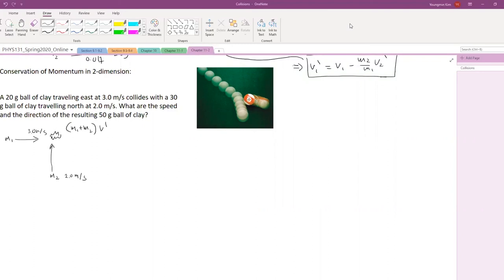Now a two-dimensional case is nothing different from a one-dimensional case. The situation here is that you have clay 1 with mass M1 traveling east at 3.0 meters per second, and clay 2 with mass M2 traveling north at 2.0 meters per second. This will be an inelastic collision, so M1 and M2 will add up together with a commonly shared velocity of V prime. So we start writing the exact same equation as in an inelastic case.